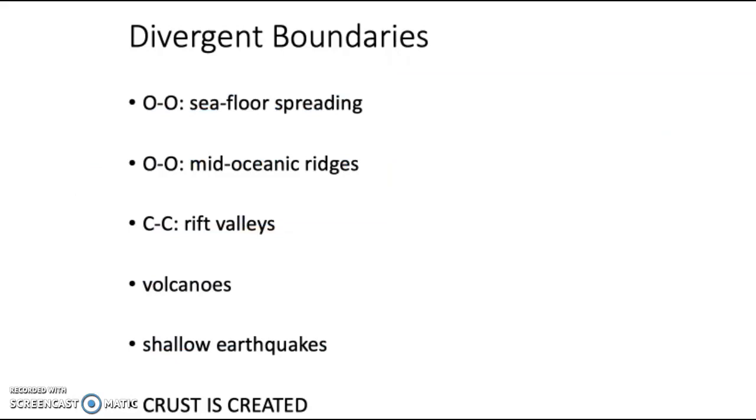So, divergent boundaries. Oceanic and oceanic crust, you have seafloor spreading because they're pulling apart, and because of that, they create what's called a mid-oceanic ridge. When you have continental and continental crust pulling apart, they create what we call rift valleys. You will see evidence of volcanoes and low-lying earthquakes, meaning they're kind of more underground and not shaking so much on top. But the biggest thing with divergent is we have new crust created.